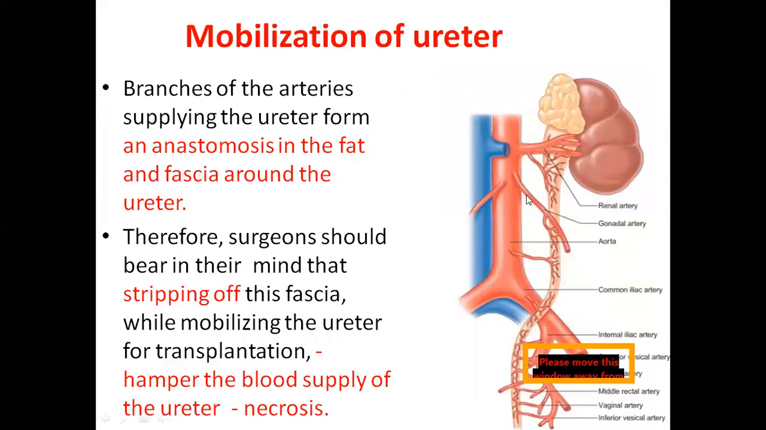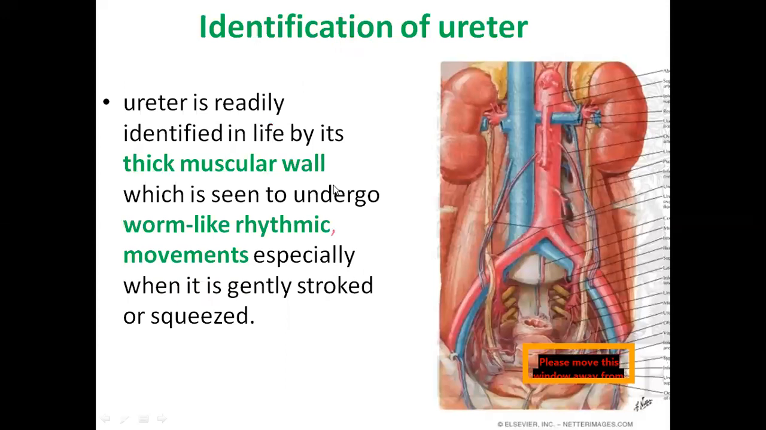Now, the mobilization of the ureter. You see the branches of arteries supplying the ureter forming an anastomosis, and the fat and fascia around the ureter. Therefore, the surgeon should bear in mind that stripping of the fascia while mobilizing the ureter for transplantation may interfere with the blood supply of the ureter, leading to necrosis of the ureter, because we find a longitudinal anastomosis throughout. So be careful when stripping the fascia while doing renal transplantation.